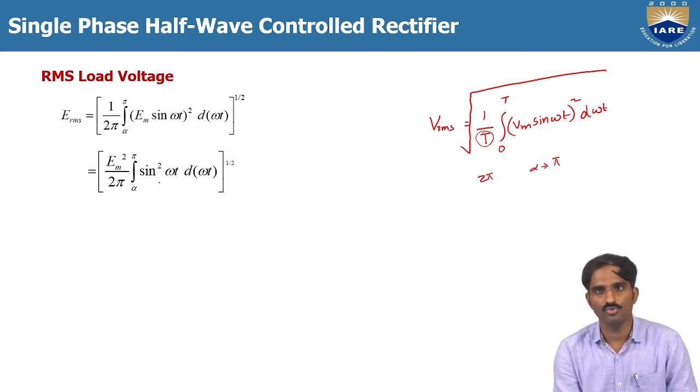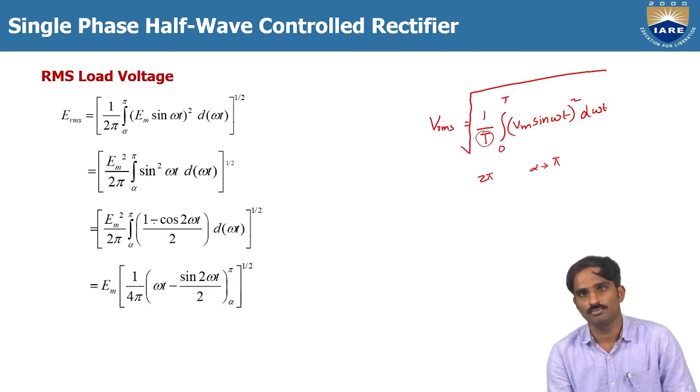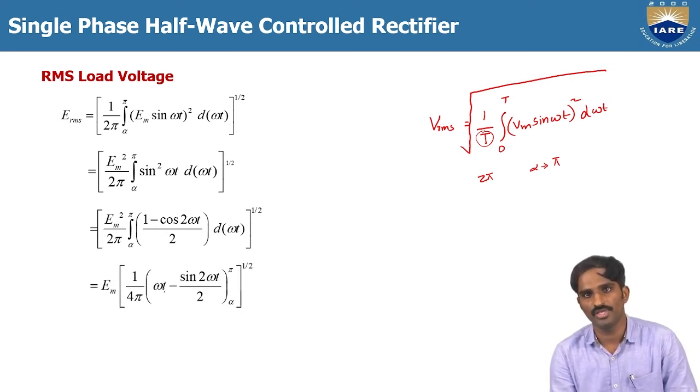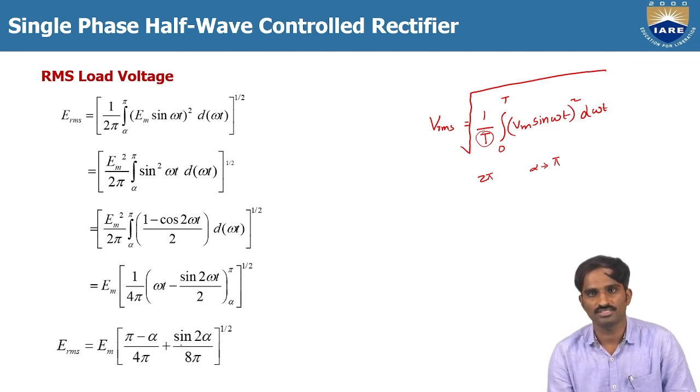So the sine square omega T we can write as 1 minus cos 2 omega T by 2. Then apply the integral. The integral of 1 into d omega T becomes omega T, and the integral of cos 2 omega T becomes sine 2 omega T by 2. Then substitute the limits alpha and pi. Finally you will get ERMS equal to Em into (pi minus alpha by 4 pi plus sine 2 alpha by 8 pi) whole to the power of 1 by 2.